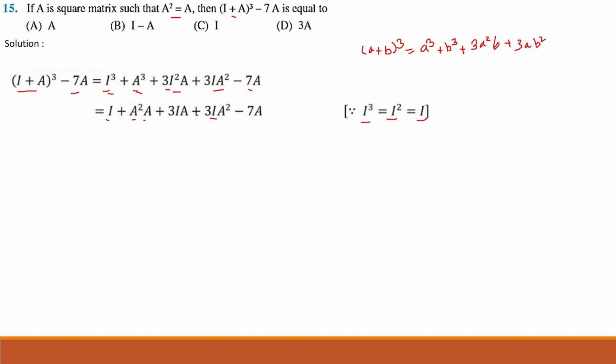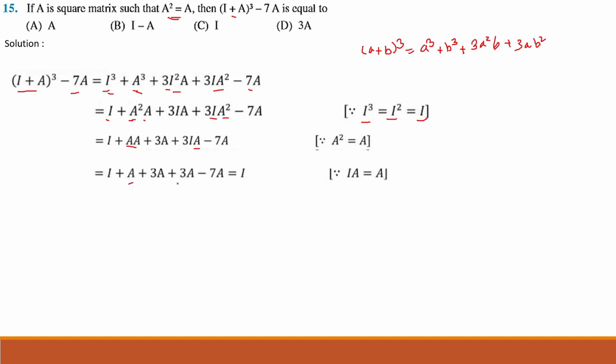And in the question we have given that A square is equals to A. So that means इन दोनों A square को हम लोग A लिख सकते हैं एंड यहाँ पर भी A into A will be A square एंड इस A square को भी हम लोग A लिख सकते हैं. So therefore it will be I plus A plus 3A minus 7A. So this will be 7A and 7A minus 7A cancel हो जाएगा, बचेगा सिर्फ I. So that means the correct answer is C.